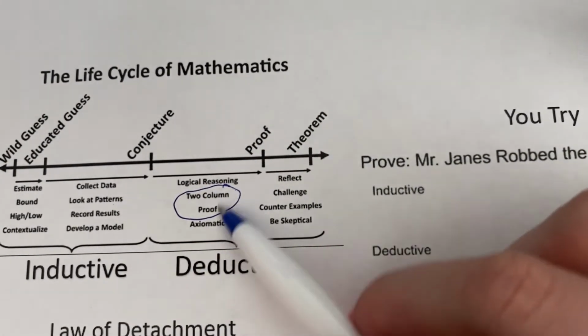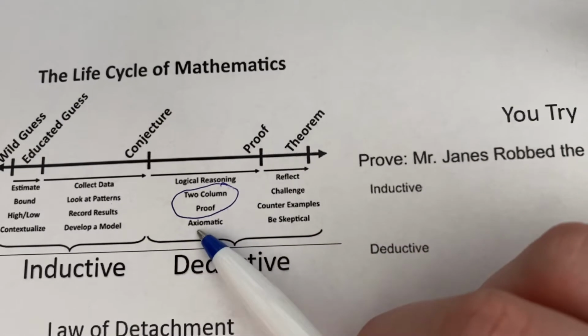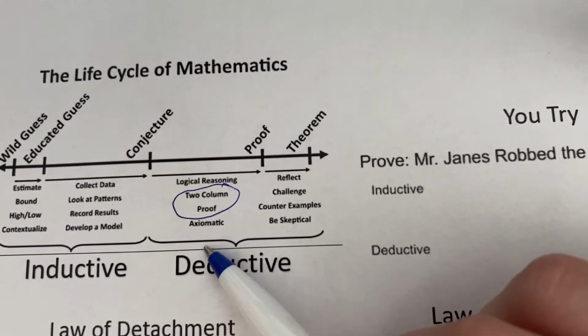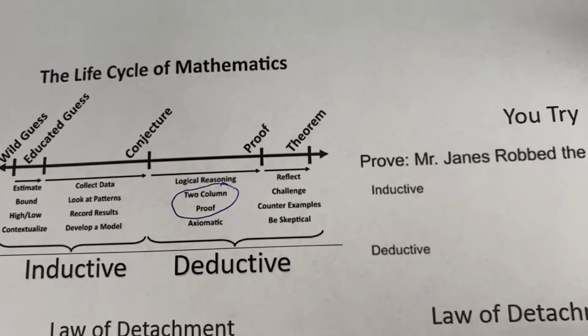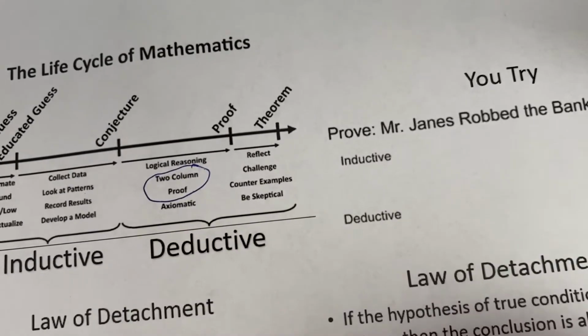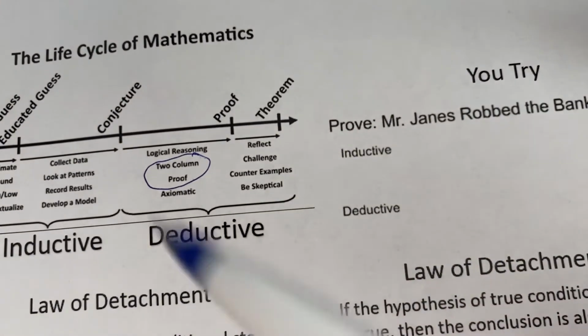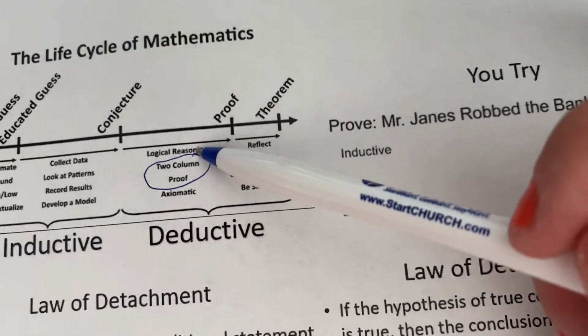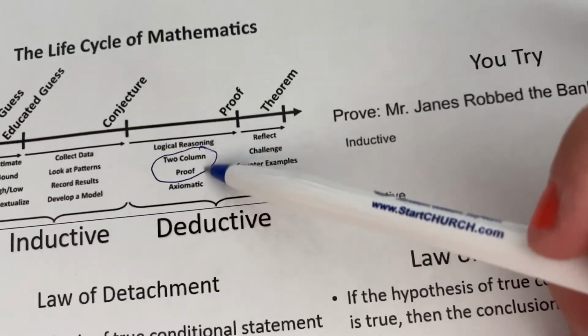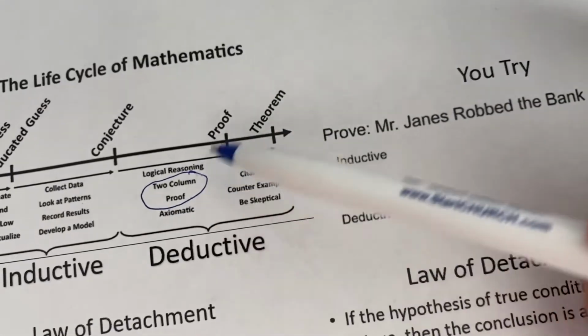And axiomatic. Axioms are basically just obvious, what do you call them? Like definitions, or not proofs, but obvious theorems. If you just look at it and you know, obviously that line and that line together make that whole line. So all of these are used to prove theorems.